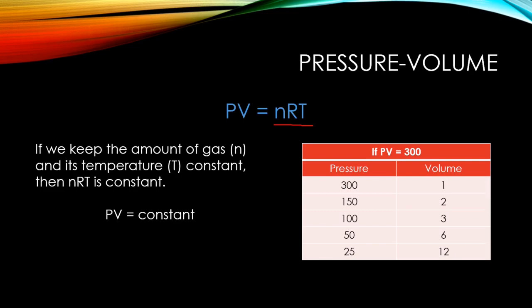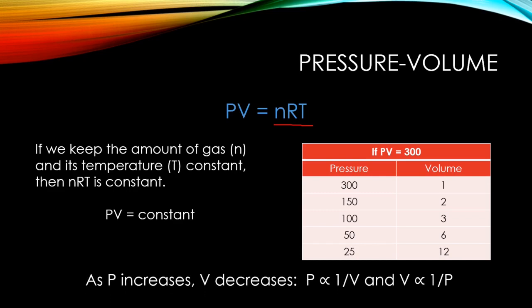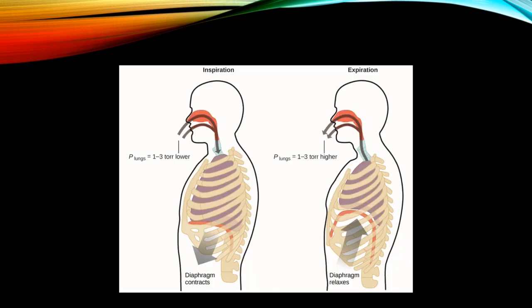Well, if the pressure is 300, that means the volume is 1. If the pressure is 150, then the volume is 2, and so on and so forth. As the pressure decreases, the volume increases. What this means is that pressure and volume are inversely proportional, meaning that the pressure is proportional to 1 over the volume, and the volume is proportional to 1 over the pressure. As one increases, the other must decrease.